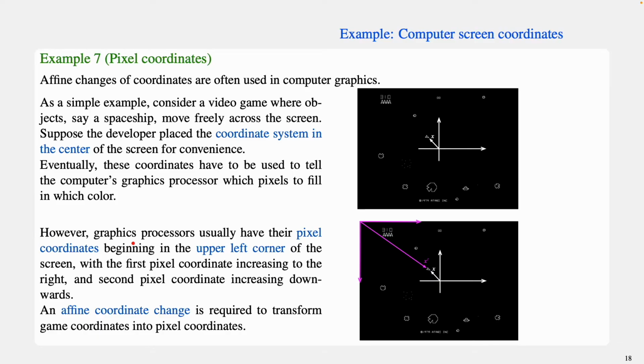However, graphics processors usually use a coordinate system that begins in the upper left corner of the screen. So the coordinate 0, 0 point is here. And the first coordinate grows to the right. And the second coordinate grows downwards. And in this graphics processor coordinate system, this arrow here, this vector x prime here, would indicate the position of the spaceship. So we need some way to transform from the developer's coordinate system to the graphic processor's coordinate system in order to know which pixels we need to fill.